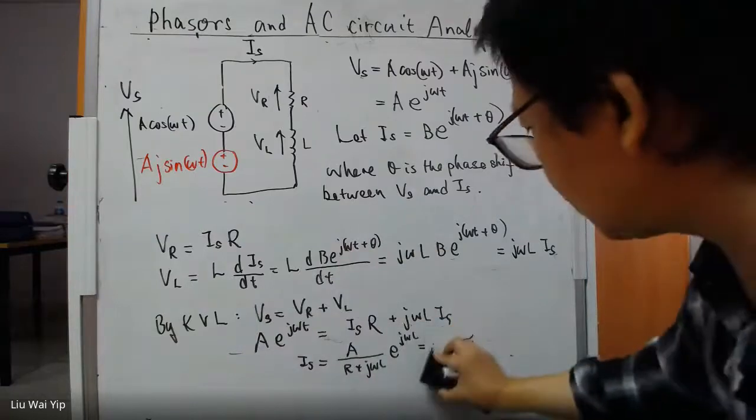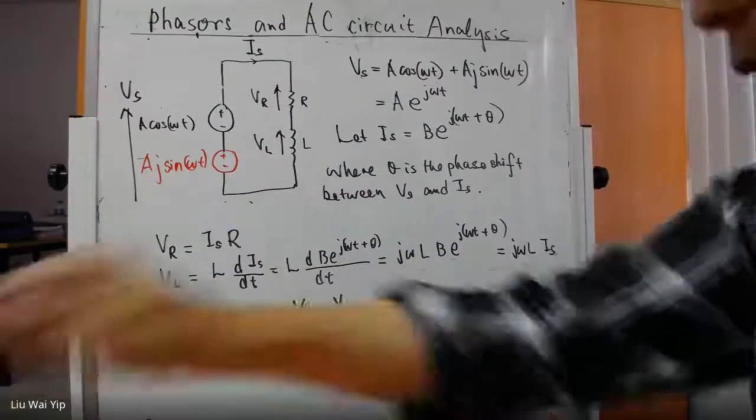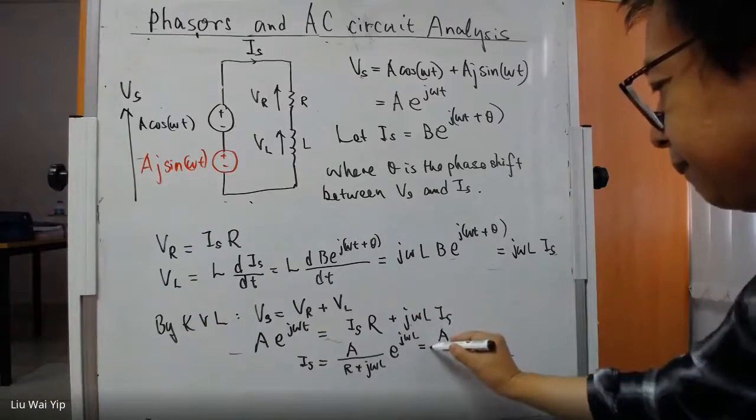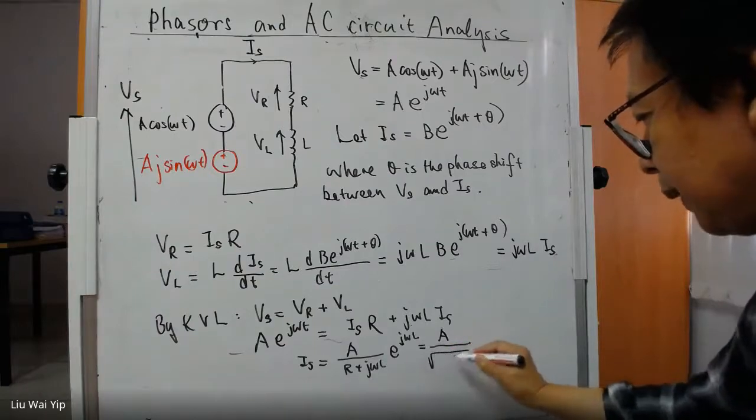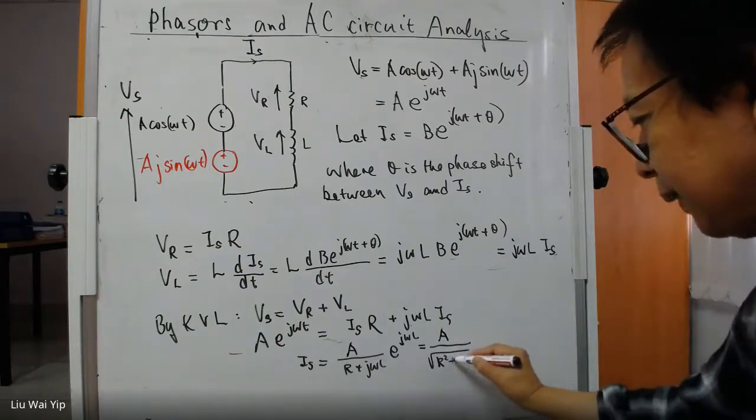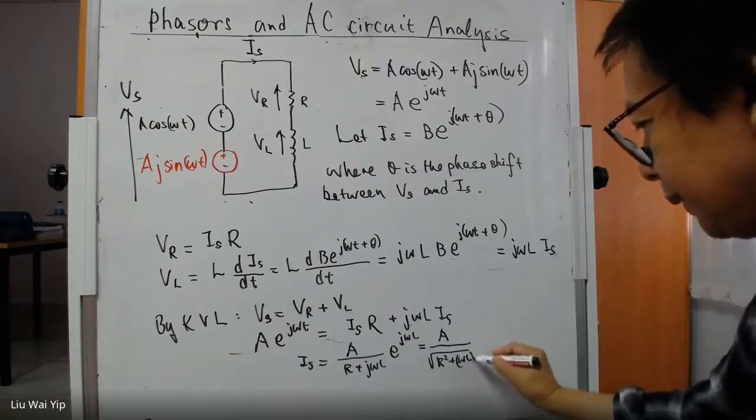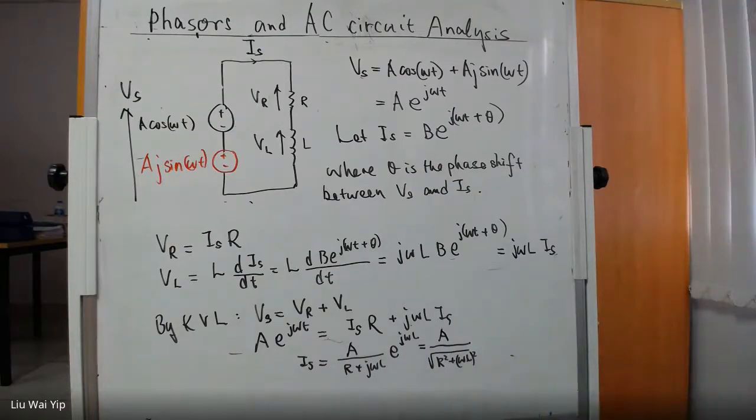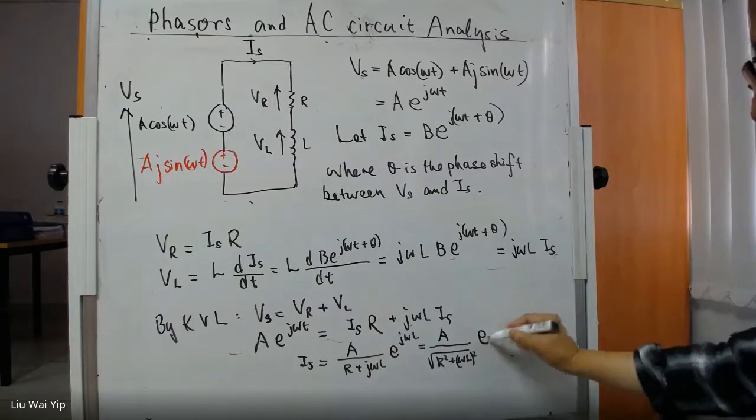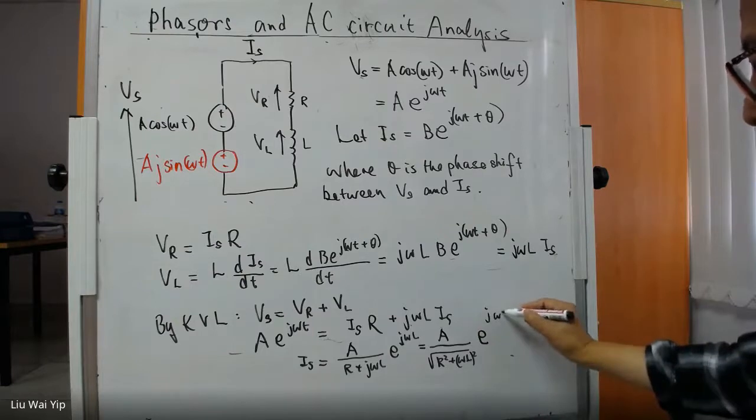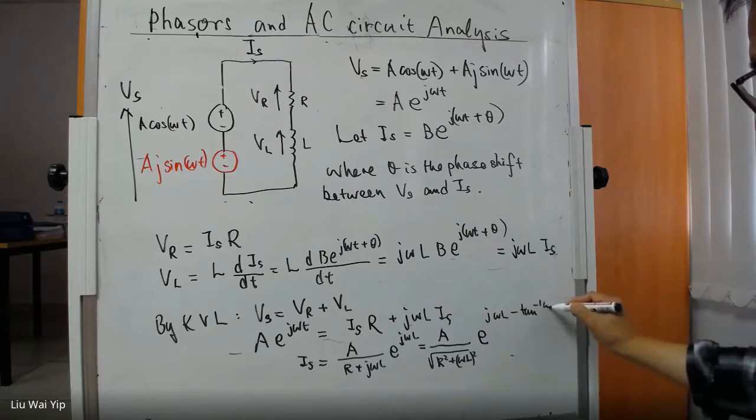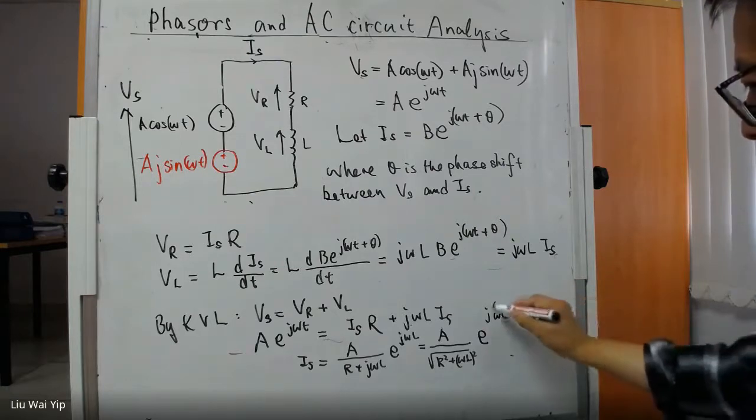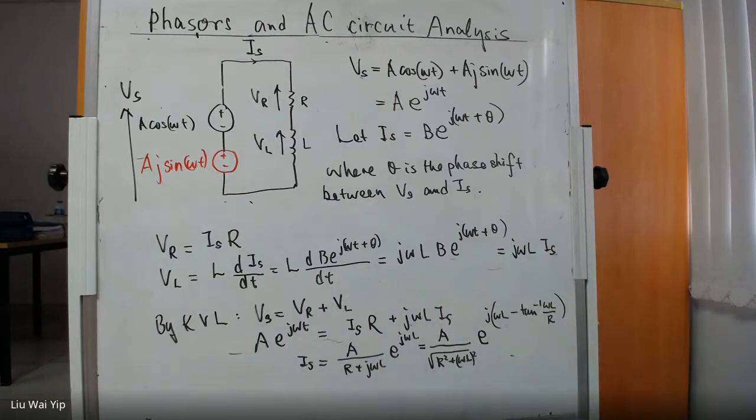Yeah, I'll write it down more clearly. It's going to be A over the square root of R squared plus (omega L) squared, and then e to the power of j(omega t minus arctangent of omega L divided by R). So this is all we need for the complex form of the current.